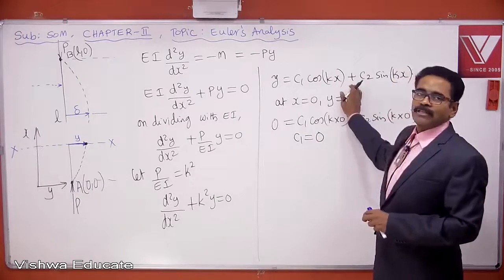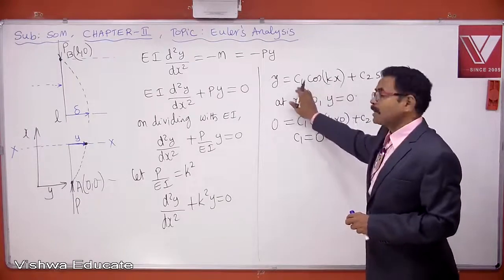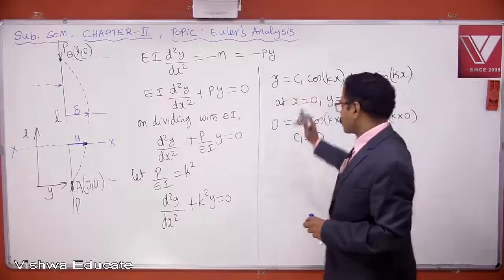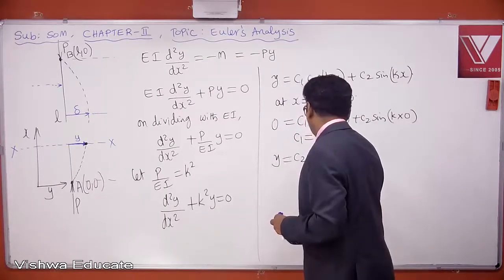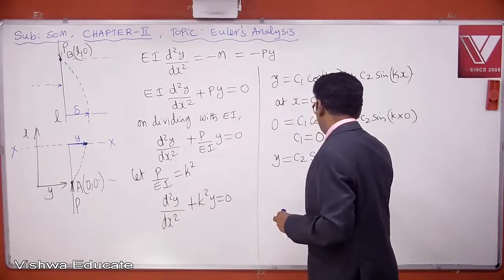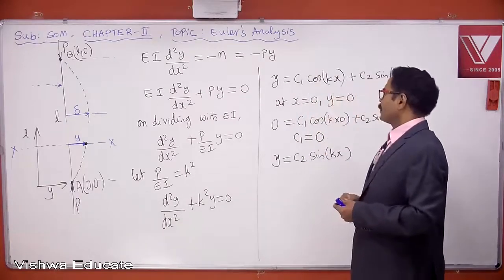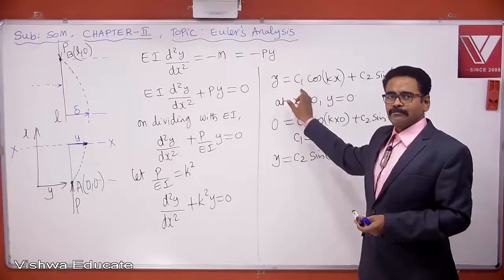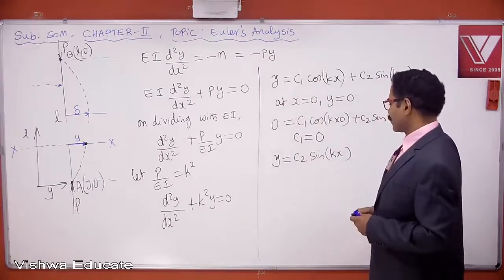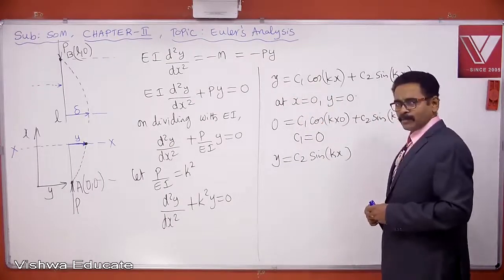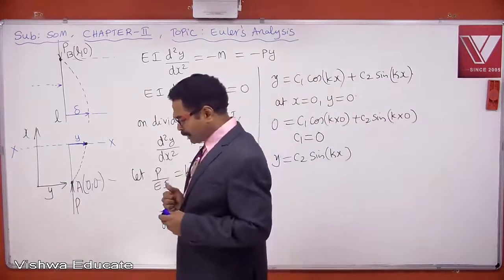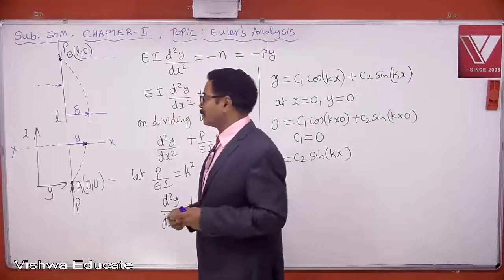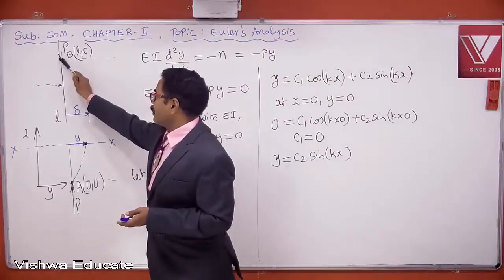Now come back to this equation. Here C1 is 0. So the above solution is reduced to simply Y is equal to C2 sin kx. Why? Because C1 is already 0, right? So Y is equal to C2 sin kx. So here we have to find C2 by using the second boundary condition. What is the second boundary condition? At x is equal to L, Y is 0.